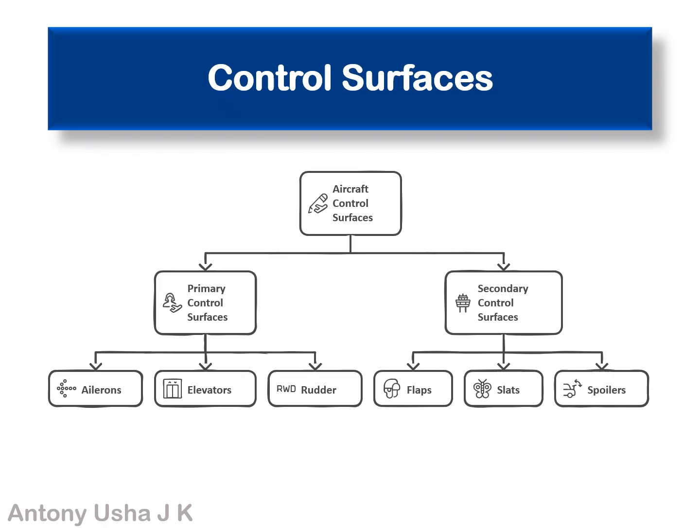Control surfaces. Aircraft control surfaces are basically classified into primary control surfaces and secondary control surfaces. Under primary control surfaces, ailerons, elevators and rudders come, and in secondary control surfaces, flaps, slats and spoilers come. And with these control surfaces, we control the translational and rotational motions.